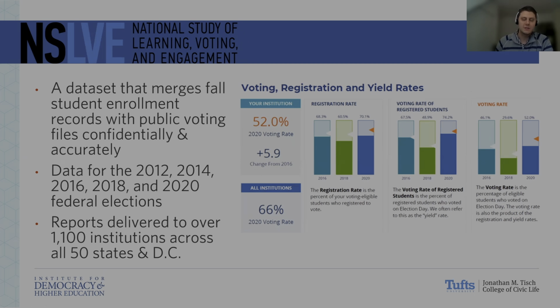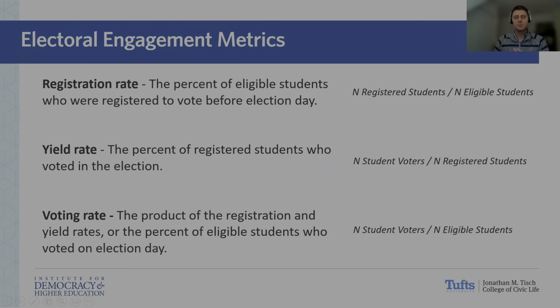From that data set, we produce a report for each of our about 1,100 participating campuses with student voting data. Today I want to talk a little bit about the three principal rates that are reported and how to get a little more out of them. I want to argue that most people put too much emphasis directly on the voting rate, because the voting rate is actually a second order metric. It's really composed of two other rates.